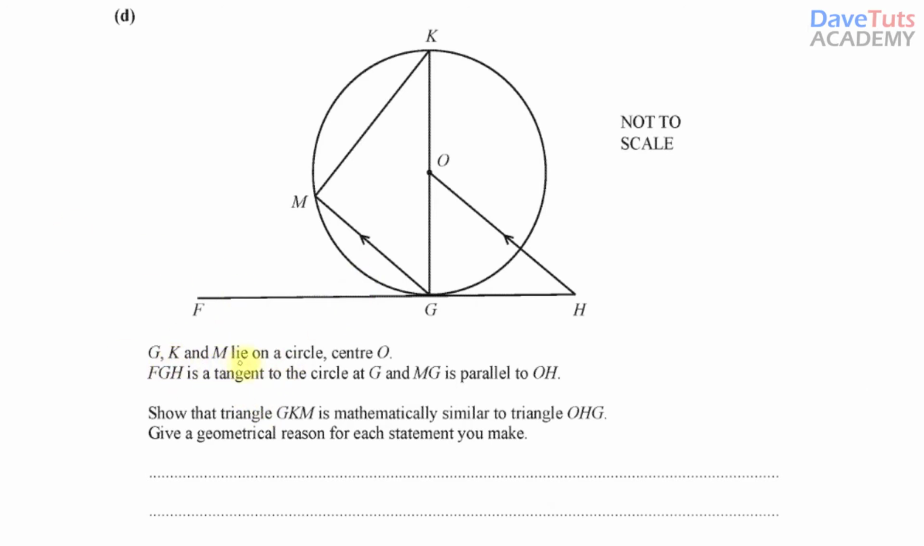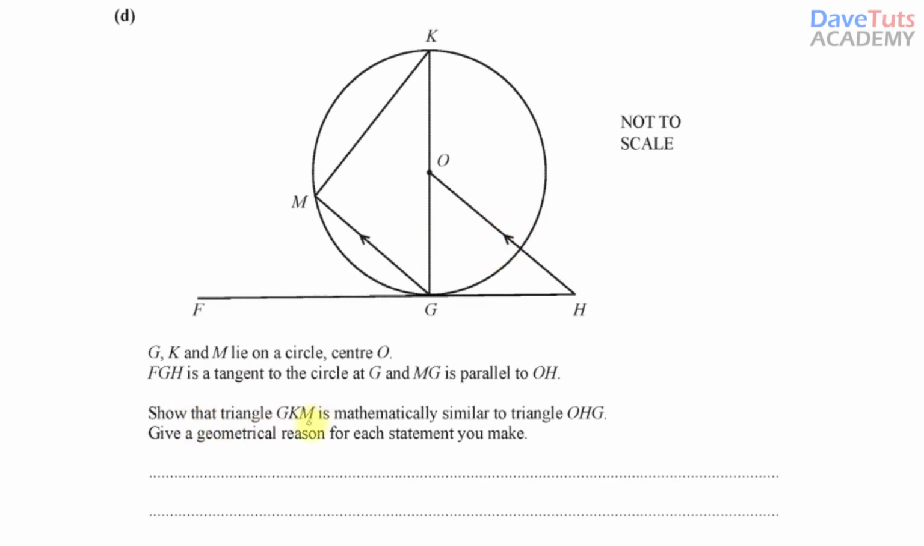We are told that G, K, and M lie on a circle with center O. So this is G, K, and M. They lie on this circle which has its center at O. Then FGH is a tangent to the circle at G. So FGH is a tangent just touching the circle at its circumference and making a right angle with the radius or the diameter of the circle. And MG is parallel to OH. That's why they have this small arrow marking both of them.